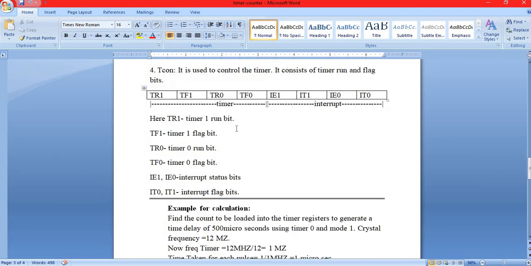Now we will take a look at the TCON register. It is used to control the timer. It consists of the timer run and flag bits. Here, as you look, these 4 bits belong to the timer and the remaining 4 bits belong to the interrupts. TR1 is the timer 1 run bit and TF1 is the timer 1 flag bit. TR0 is the timer 0 run bit and TF0 is the timer 0 flag bit, where IE1 and IE0 are the interrupt status bits and IT1 and IT0 are the interrupt flag bits.